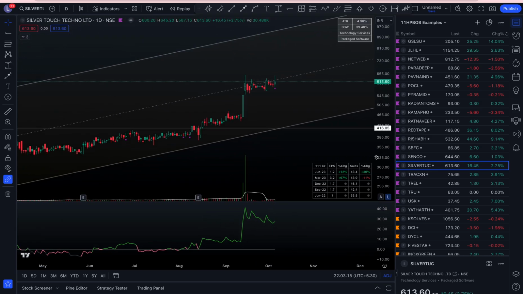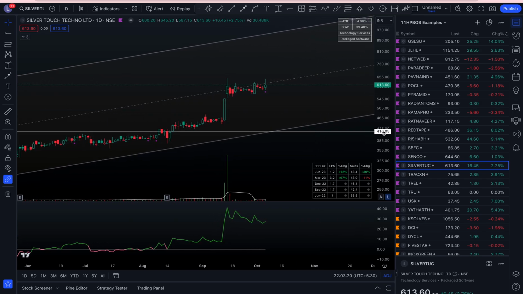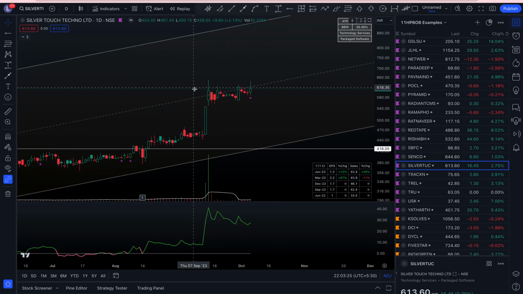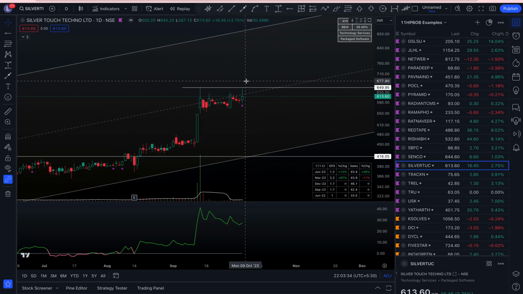Silver Touch, don't know what this guy does. Tech, yeah, Tech is again basically trying to make some noise now, last couple of days, and this is actually really nice, this one. So this would be a flag, right? And any close above this, hopefully the day that breaks out we don't have a very long candle or a very big expansion candle, because then the entry point becomes a little stretched from the peak entry point.